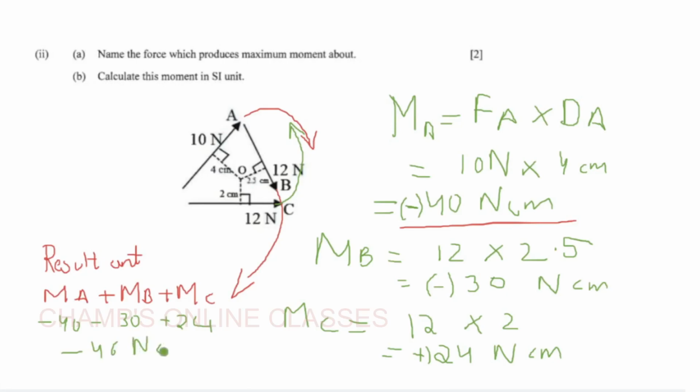But then they have asked you to get the answer in SI unit. So for SI unit, you have to divide it by 100. So the answer will be minus 0.46 Newton meter, the resultant moment. So this is your answer.